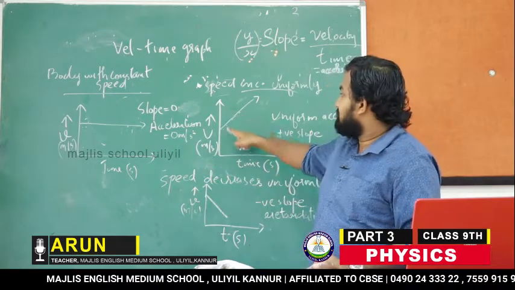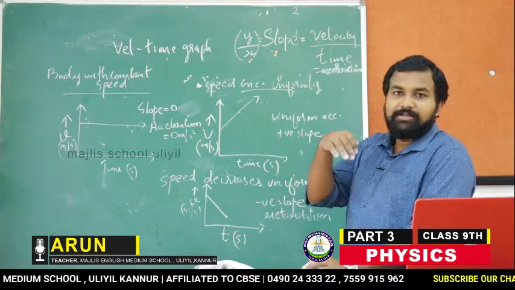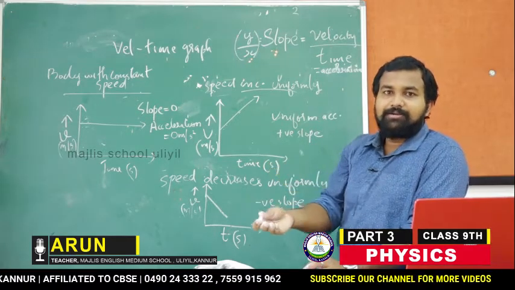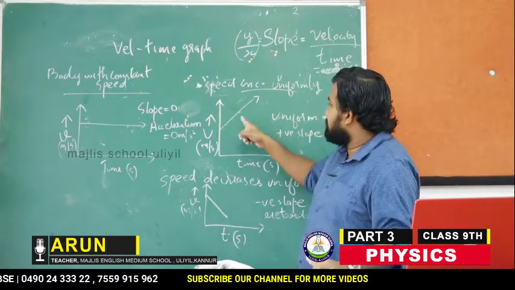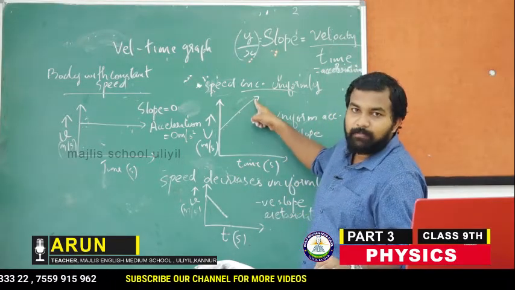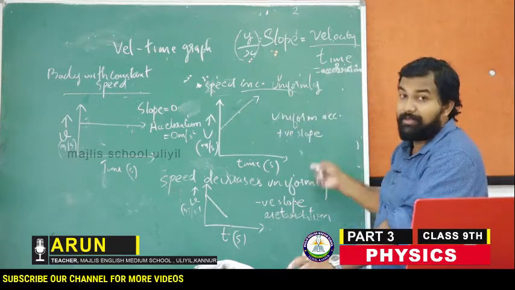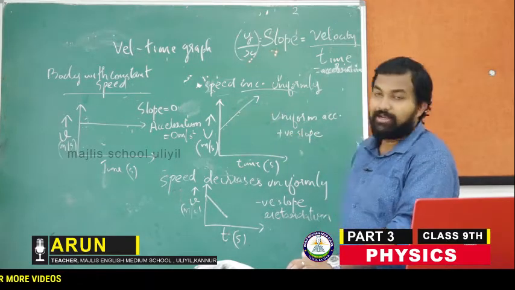But here, it's an inclined straight line. Okay. So the next 5 seconds, it will move with 20 meter per second. In the third interval, the next interval, it will move with 30 meter per second. So the speed increases gradually. Okay, the speed increases uniformly. So then we will have an inclined straight line.